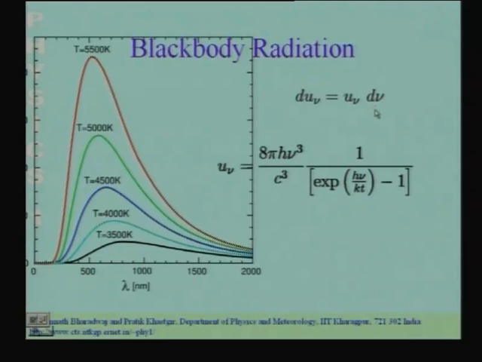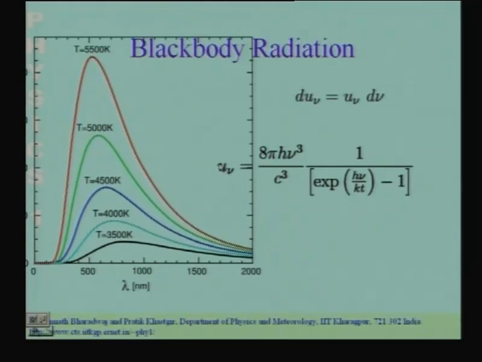So, if I look at the frequency range between the two frequencies nu and nu plus d nu, how much energy is there per unit volume? That is what d e nu is: the energy per unit volume in the frequency range d nu, and d e nu can be written as u nu, this spectral energy density, into d nu. So, when I talk of the spectrum of the black body radiation, I am essentially referring to u nu. And it has been found that u nu has this form given over here. This is called the black body spectrum or the Planck function.